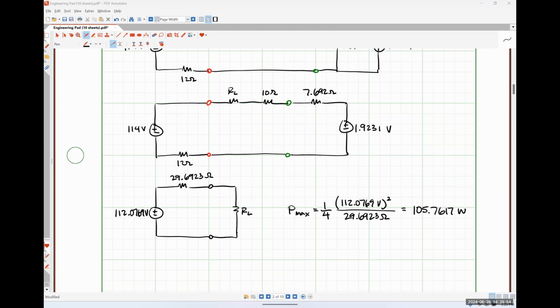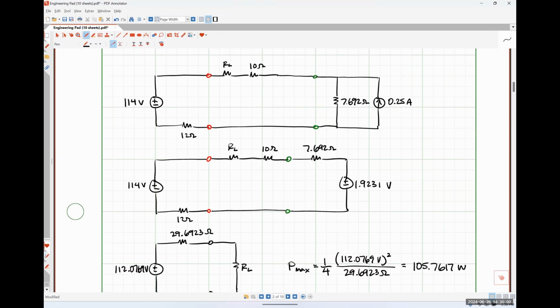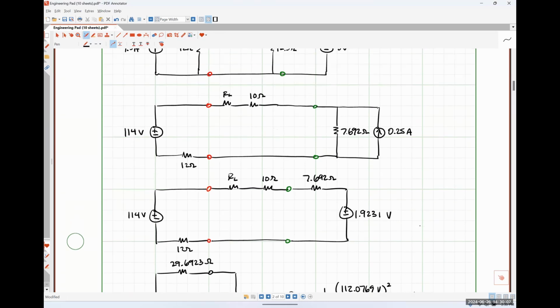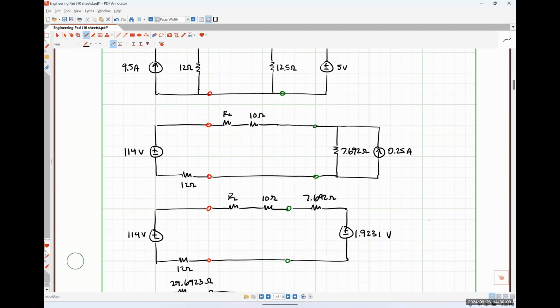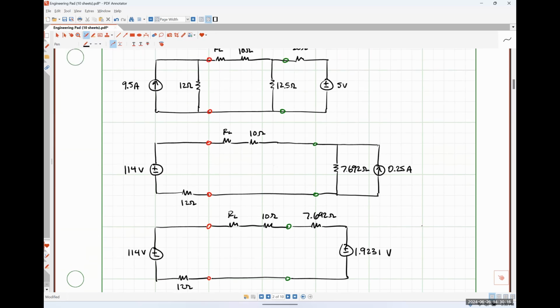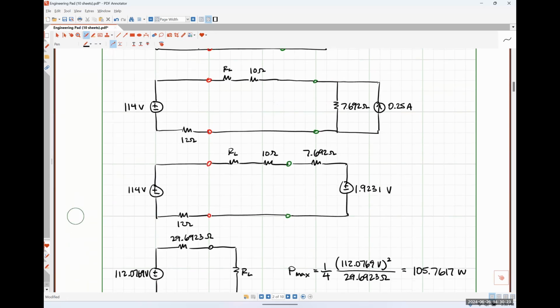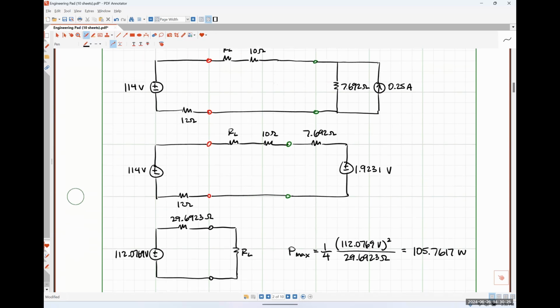So why was the 114 positive rather than negative? I thought I heard, why was the 114 positive? Yes, sir. Whenever you combined the voltages, it was positive 114 minus the 1.9231. So why was the 114 the positive one? I think I'm missing a small step there.